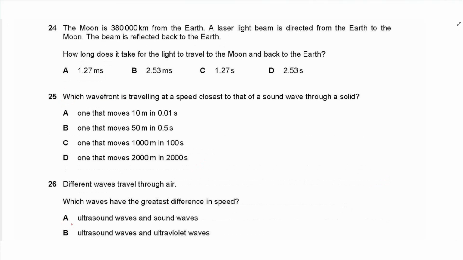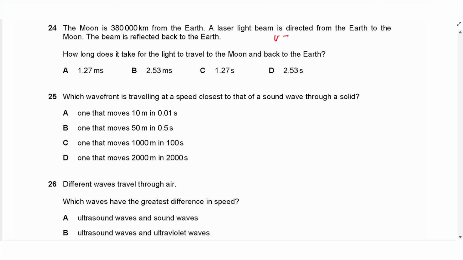Question 24 says the moon is 380,000 kilometers from the Earth. A laser light beam is directed from the Earth to the moon. The beam is reflected back to the Earth. How long does it take for the light to travel to the moon and back to the Earth? So that's like an echo, but for light, that's a reflection of light.